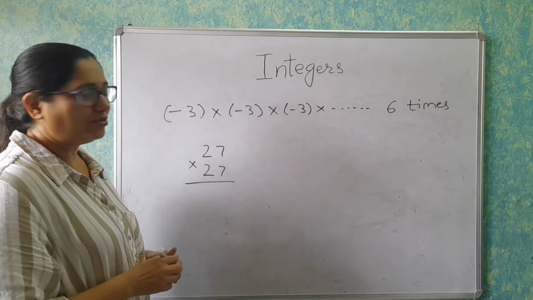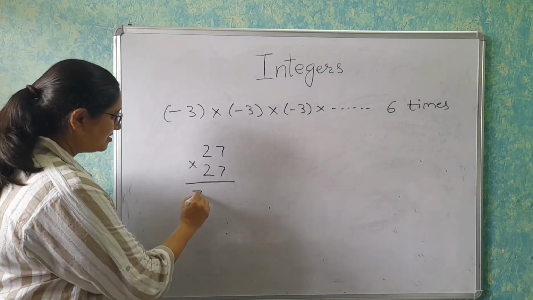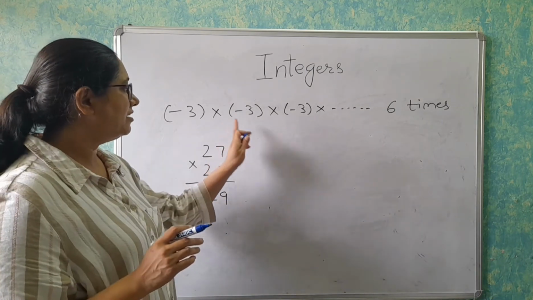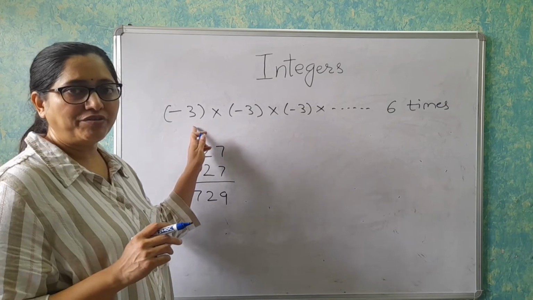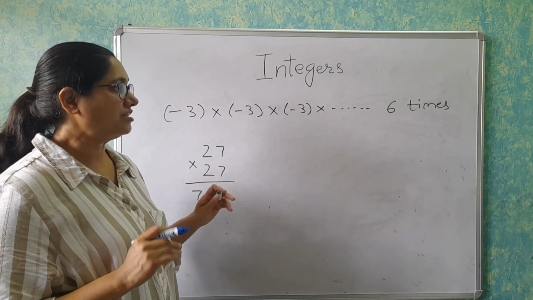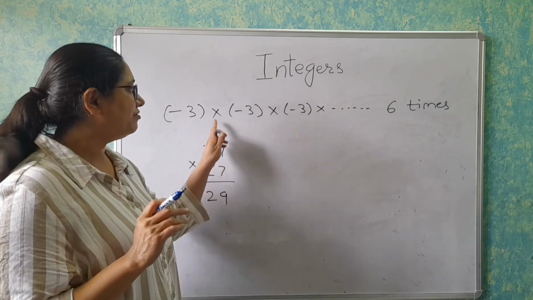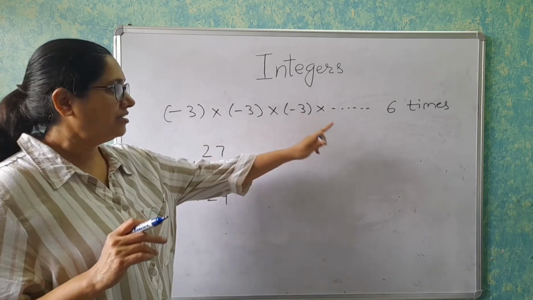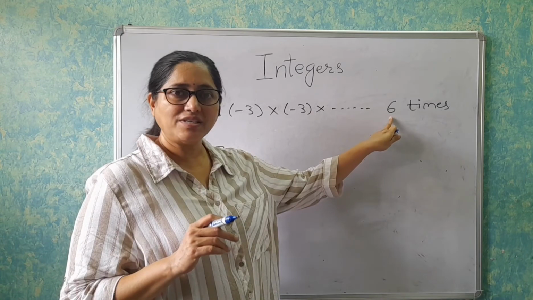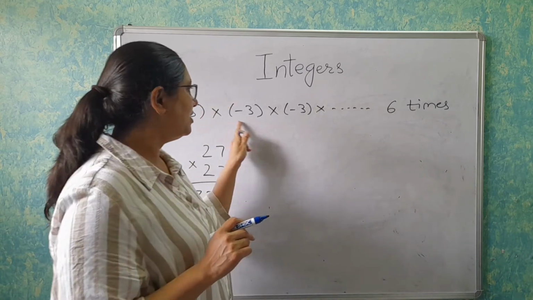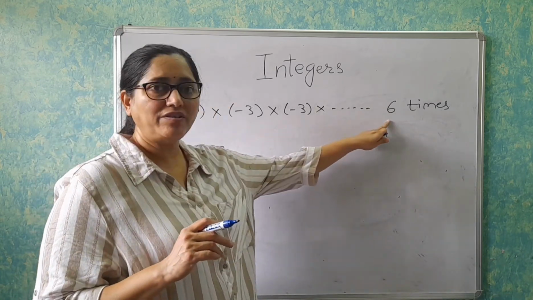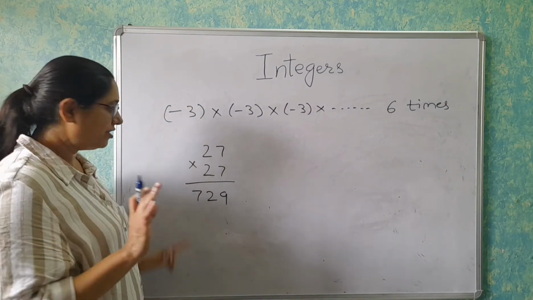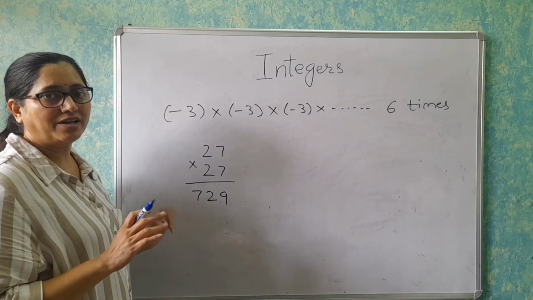I am just telling you the answer. Answer is 729. Now you have to decide whether the answer is a positive integer or a negative integer. Always remember that whenever we are multiplying negative integers in even numbers, 6 is a even number and we are multiplying negative integer for even numbers, our answer is always a positive integer. You don't have to put any sign in your answer.